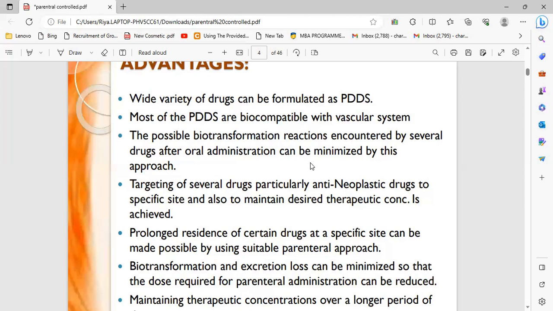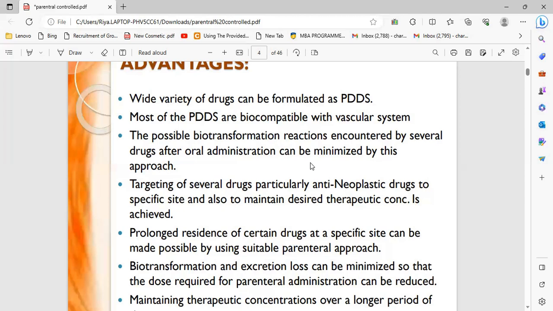Next, prolonged residence of certain drugs at a specific site can be made possible by using a suitable parenteral approach. Usually when you give these drugs orally, they distribute throughout the body, then come back to the central compartment. From there they go to the kidneys, and thereafter to the external environment.